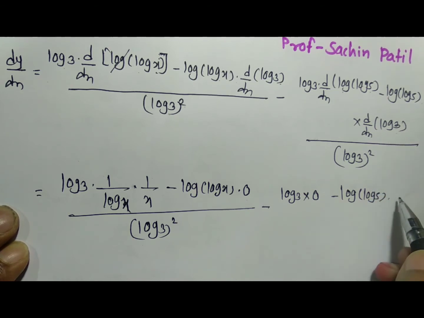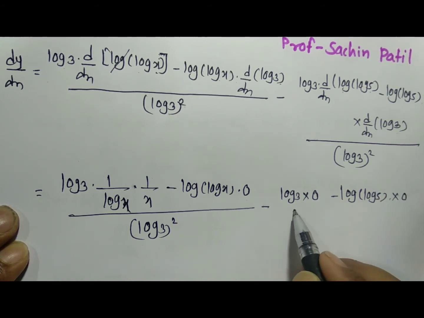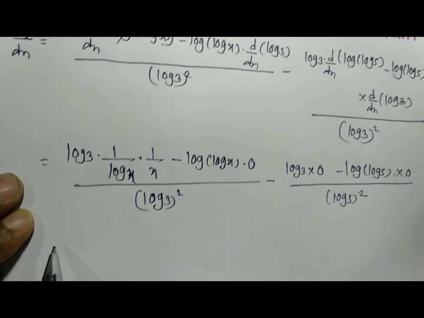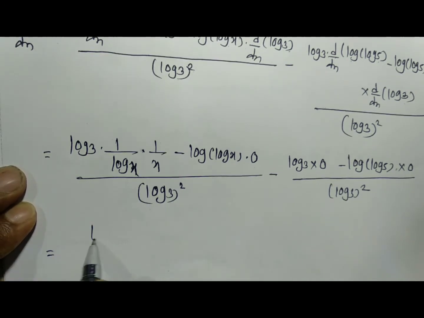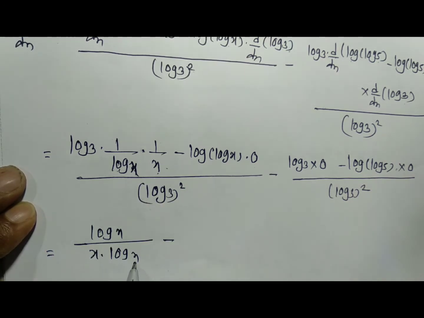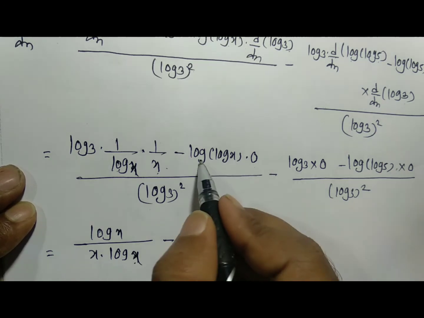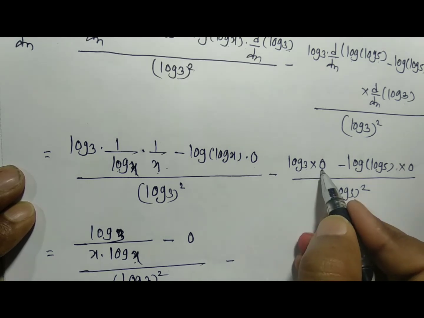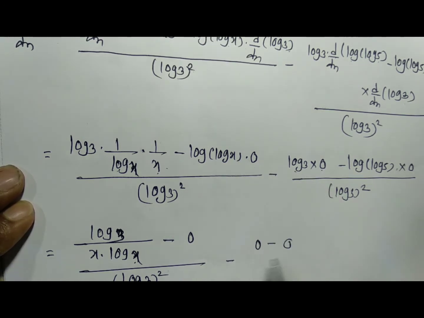What is the derivative of log 3? Once again it is a constant, and therefore the derivative of log 3 is 0, and that is divided by log 3 squared. In the next step we take log 3 divided by x into log x, minus, swapping, the derivative of log x, and x is here, x into log x, minus 0, whole divided by log 3 is here, whole divided by log 3 squared, minus 0 into this is 0, minus 0 divided by log 3 squared.